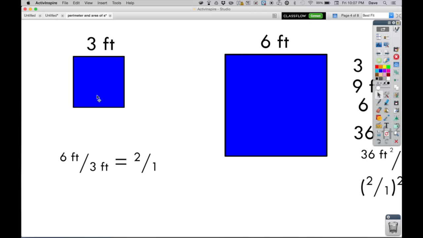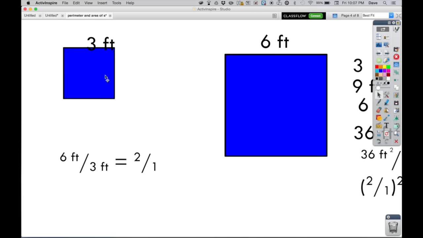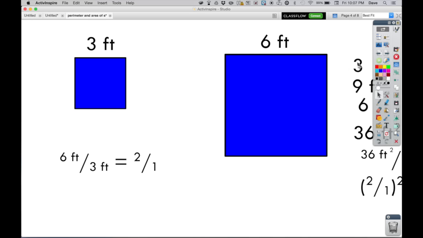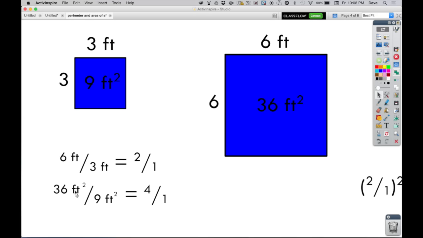Now, with area, we don't need all 4 sides because the area of a square is length times width. So we just need to know that this is a 3x3 square, and that would give us 9 square feet. Same thing with this one. This is a 6x6 square. 6 times 6 is 36, so we get 36 square feet. Now we take a look at that ratio, 36 square feet to 9 square feet. And if we reduce it down, we get 4:1, which is not the same as 2:1.